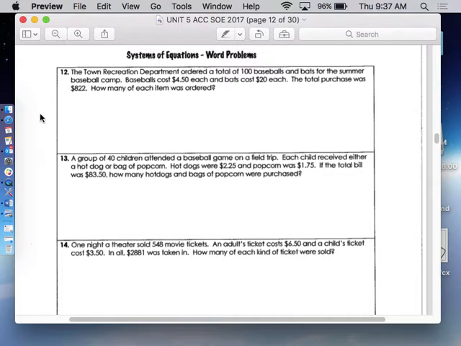This video will start you off with word problems, solving word problems using systems of equations. And the basic problem type, I like to think of it as a quantity value problem. So one equation represents the quantity, or how many you have, and then the next equation attaches value to what was just described. So in a problem like number 12, we have 100 baseballs and bats.